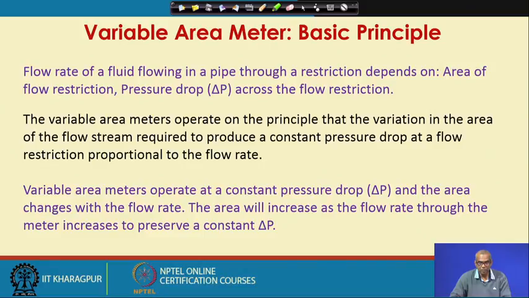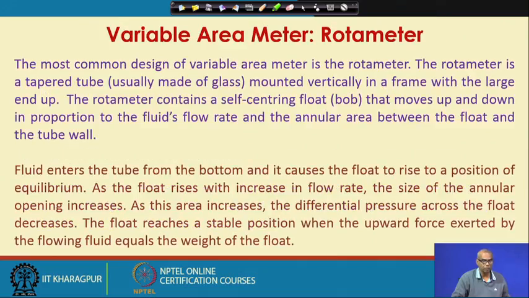Variable area meters operate at a constant pressure drop and the area changes with the flow rate. The area will increase as the flow rate through the meter increases to preserve a constant pressure drop. The most common design of variable area meter is the rotameter. The rotameter is a tapered tube usually made of glass mounted vertically in a frame with the large end up. The rotameter contains a self-centering float, which is also known as bob, that moves up and down in proportion to the fluid's flow rate and the annular area between the float and the tube wall.